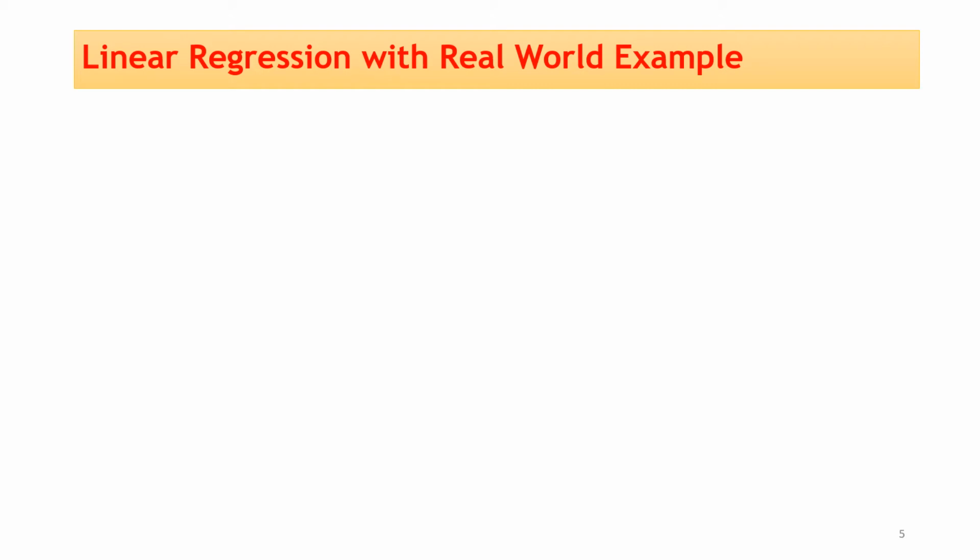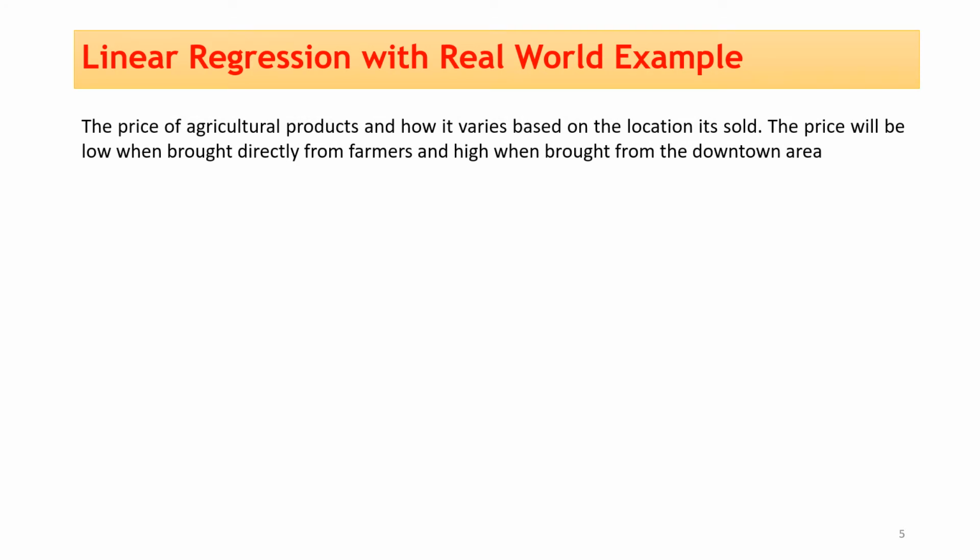Now let's understand linear regression with the help of a real world example. Suppose we consider the price of agriculture products and how it varies based on the location where it's sold. The price will be low when it is bought directly from the farmers, and the price will be high when it is bought from the downtown areas.